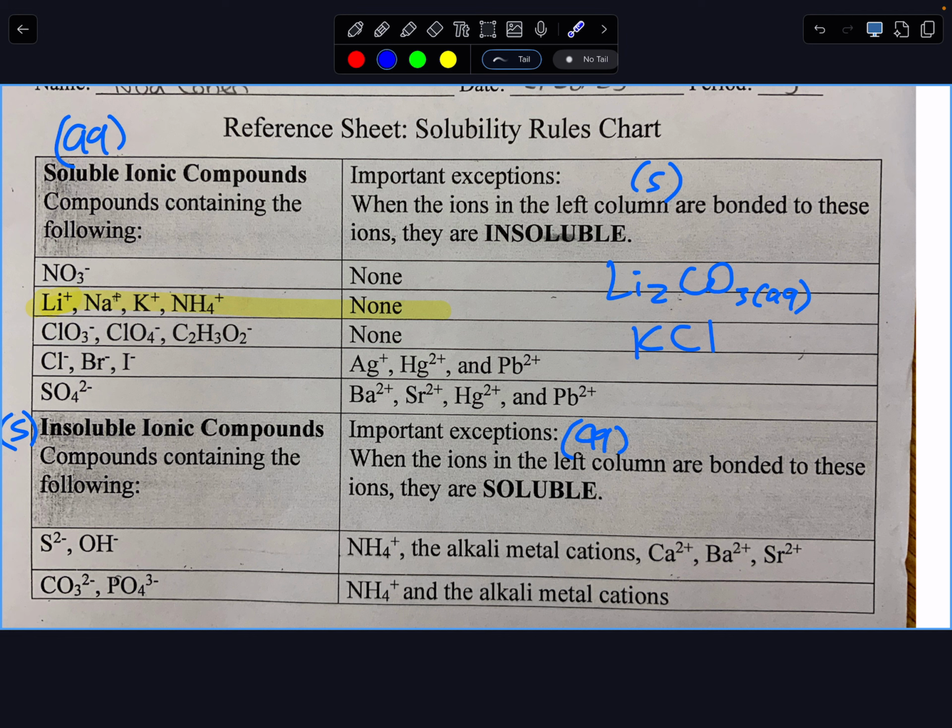KCl. I see K, and I see Cl. Again, which one do you think is easier to read? They're both easy to read, but K has no exceptions, which makes our life easier. Cl has exceptions. So if the chlorine was bonded to Ag, Hg, or Pb, it would be a solid. But there are no exceptions, so it would also be aqueous. Does that make sense? So both of these compounds are aqueous.